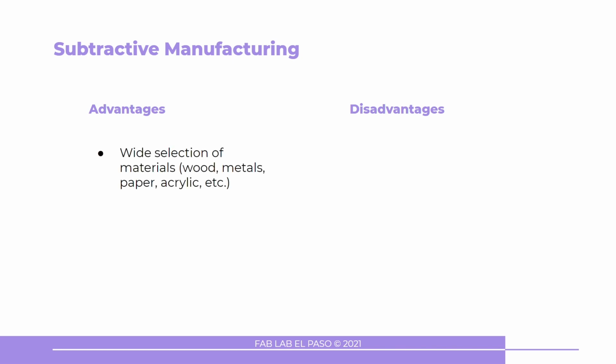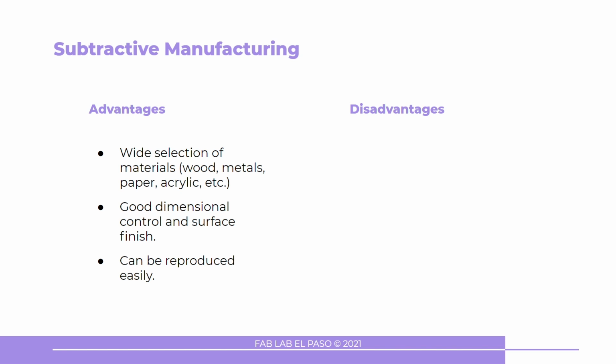One advantage is that there is a wide selection of materials available to be used by these machines. In addition to that, the machines have precise control and a clean surface finish. A lot of detail can be made by these machines. Lastly, since the machines use specific instructions, it would be really easy to recreate and replicate the same design as needed with the same outcome.